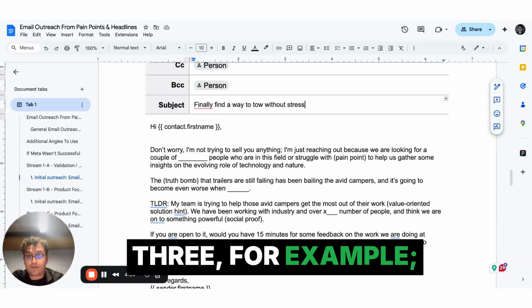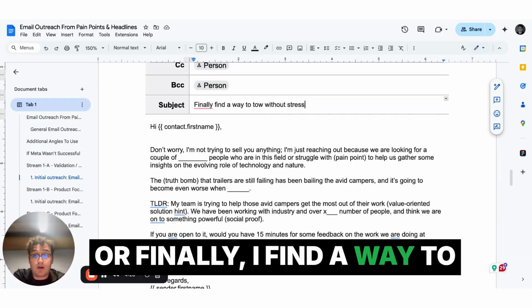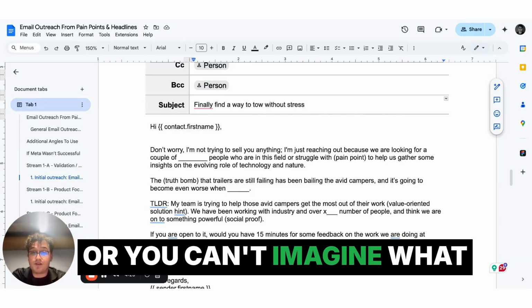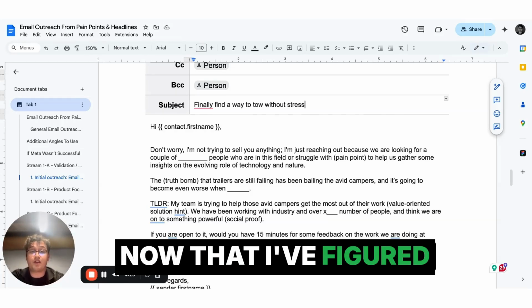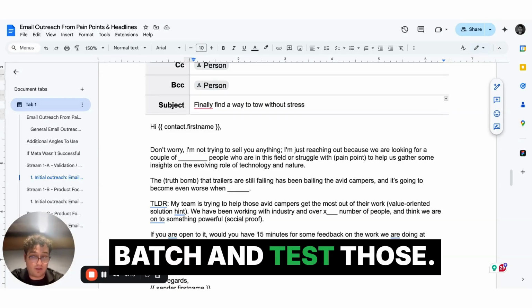For example, I found a way to tow without stress, or finally I find a way to tow without stress and make your life way easier, or you can't imagine what the difference will be now that I figured out how to blank. Again, 2 or 3 subject lines, and you're going to want to batch and test those.